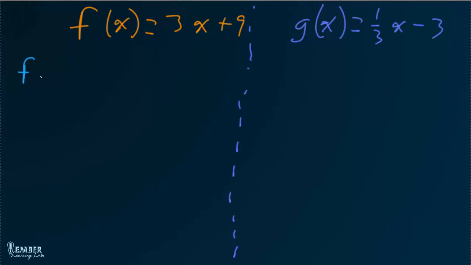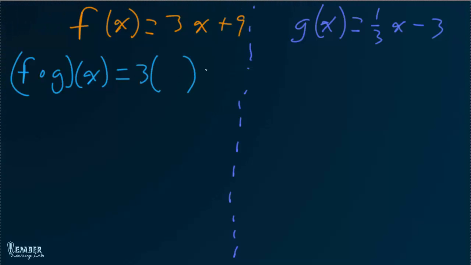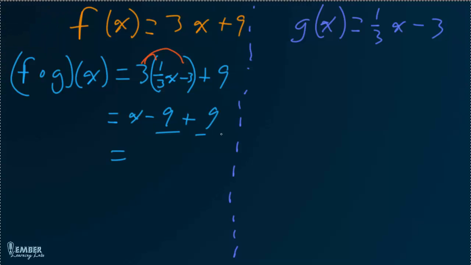So let's find f of g of x. We start out by writing f of x with parentheses: 3x plus 9. Inside the parentheses, we put g of x, 1/3 x minus 3. Let's take that one on down. We distribute the 3. 3 times 1/3 x is 1x, or just x. And 3 times negative 3 is minus 9. Then we bring down the plus 9. Now it's looking hopeful because negative 9 plus 9 is 0, leaving x.